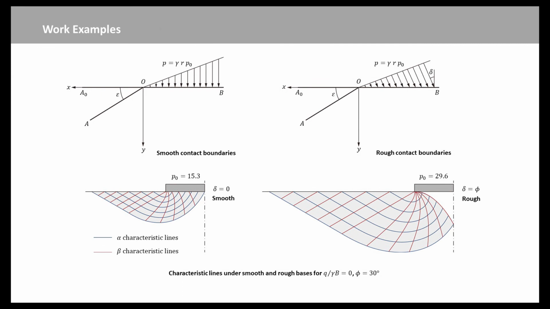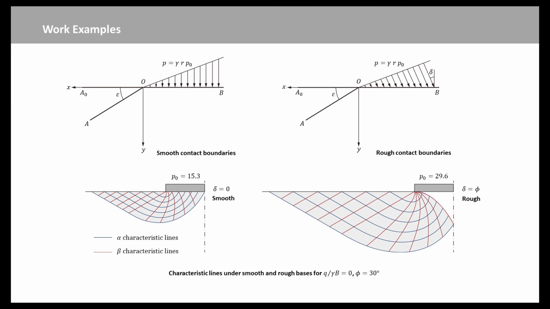Now we will make examples to explain the application of the slip line method. We give solutions to the strip foundation problems for an angle of internal friction phi equal to 30 degrees, which is based on the numerical integration of the differential equations of equilibrium by the method of finite differences. In order to solve the ordinary differential equations, we have to know the initial value PO. When delta equal to 0, PO is 15.3.